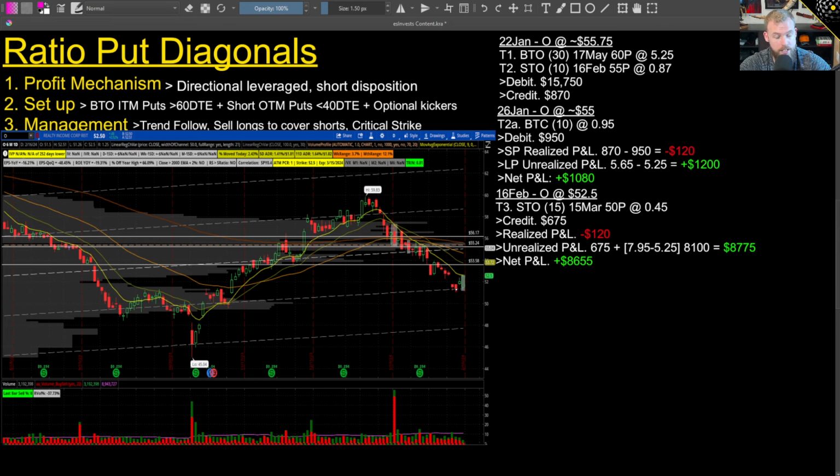Now, on the 16th of Feb, what I ended up doing was selling to open 15 of the March 50 puts. Why do you think I did that? Well, because it clearly started showing signs of strength. Take a look at the difference in these scenarios. In this case up here, it started showing a little bit of strength and then it fell off a cliff.